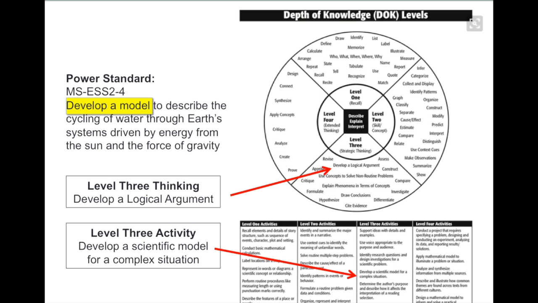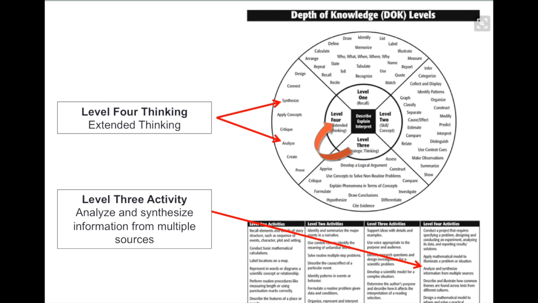After looking at my standard, I can see that it was written at a level 3 thinking, since developing a model for a complex situation is a level 3 activity, and it will be used to develop the level 3 thinking of developing a logical argument. I want to move my students from strategic thinking to extended thinking, which would be a depth of knowledge level 4. When looking through the level 4 activities, I've decided that to deepen their understanding, I would like them to analyze and synthesize information from multiple sources.